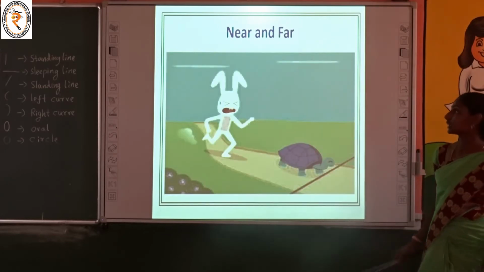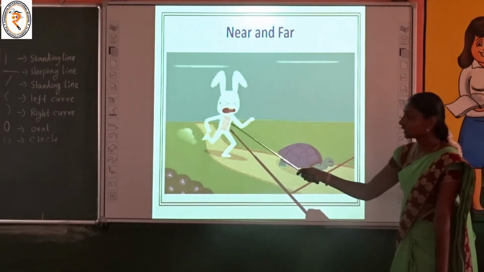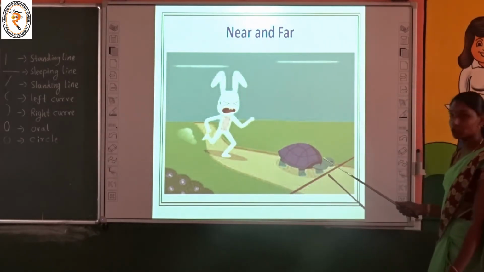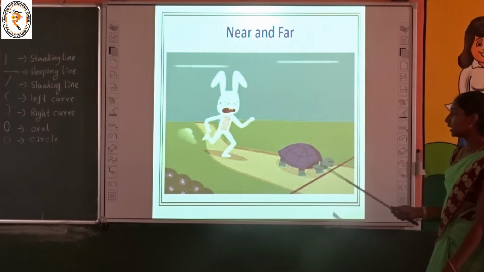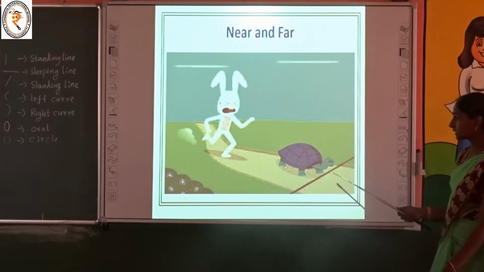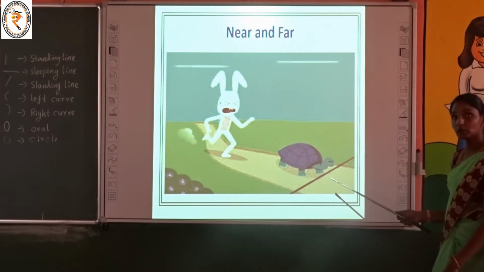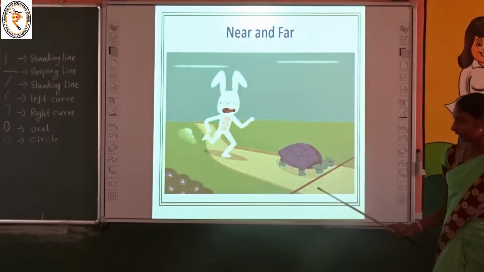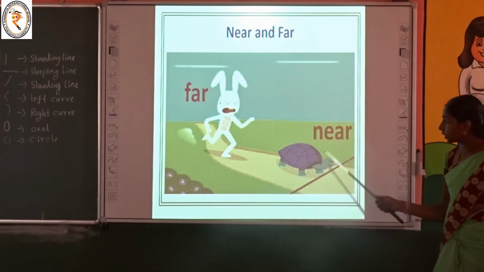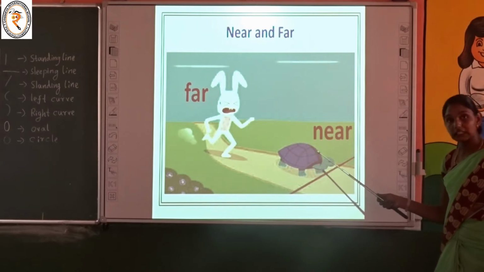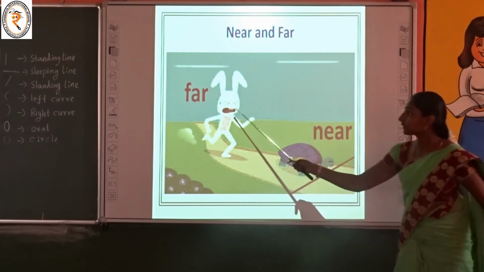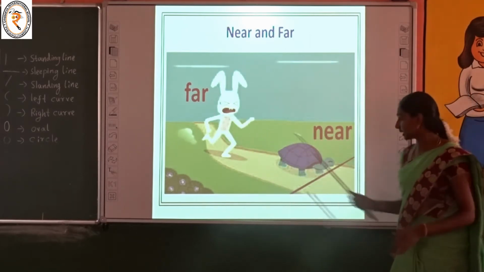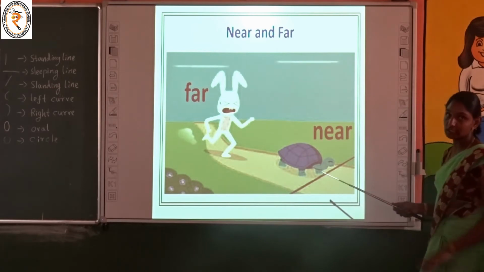Okay, see some more examples. See here. Can you see? It's a rabbit. It's a tortoise. Can you tell me who is near to the finishing line? Who is near to the finishing line? Yes, very good. The tortoise is near to the finishing line. The rabbit is far from the finishing line. This is the finishing line.